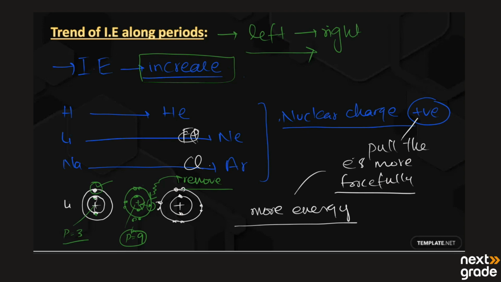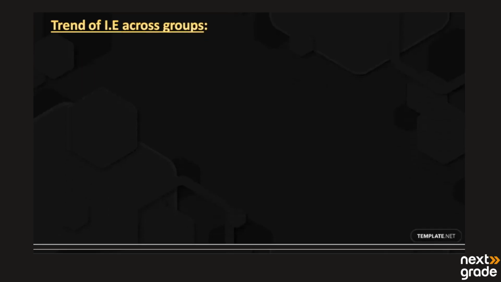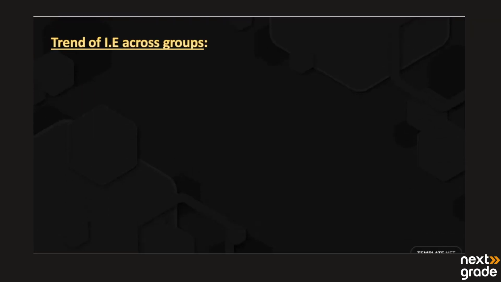On the other hand, the trend of ionization energy across groups. When we move from top to bottom, the ionization energy is going to decrease. And why is it going to decrease?